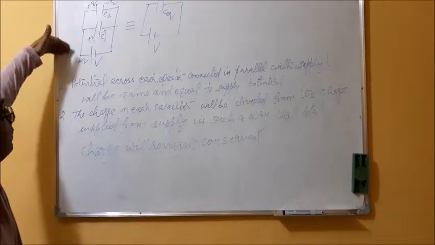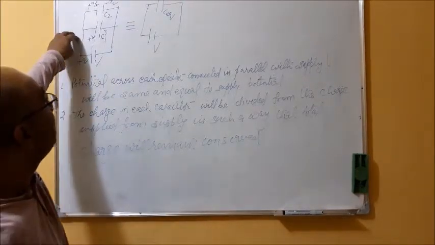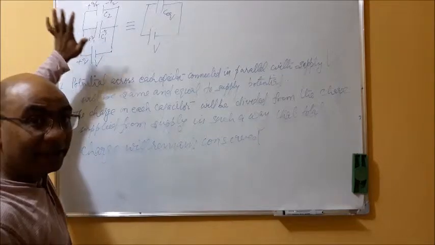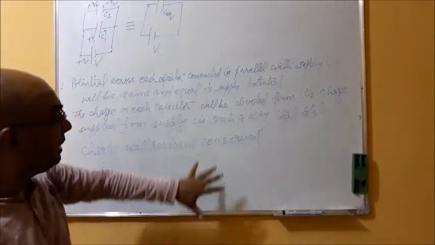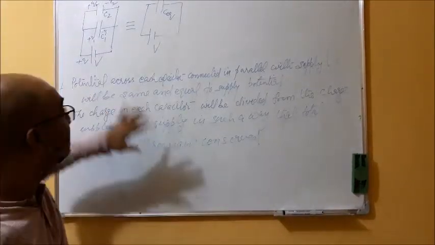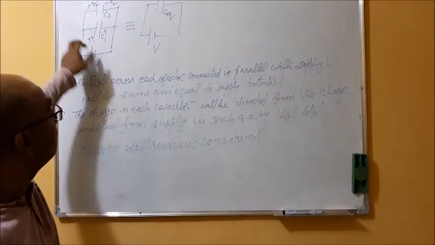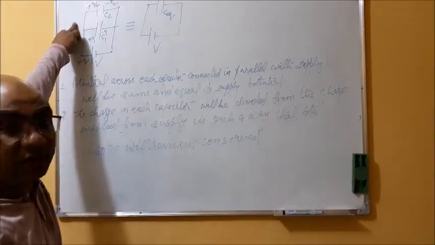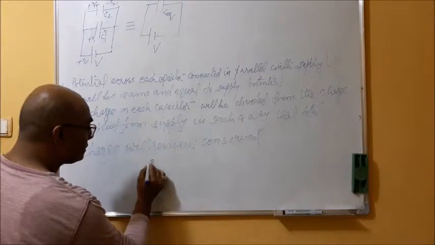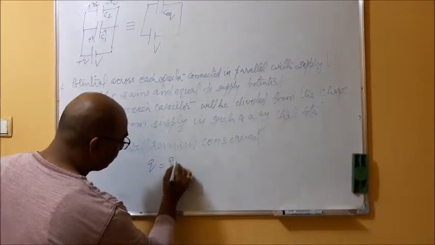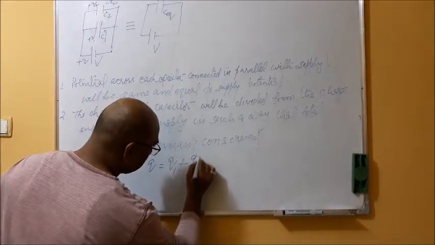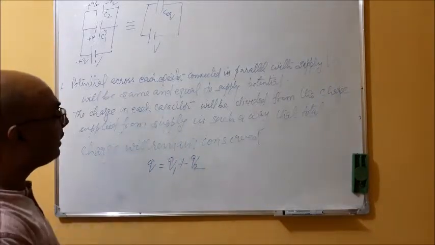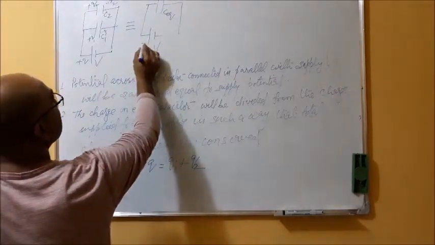So plus Q is going from the supply. It will divide on C1 and C2 in such a way that total charge will remain conserved. What does this mean? This means the total charge is Q, which is divided as Q1 and Q2. So Q is Q1 plus Q2. The same thing we can say in this figure also.